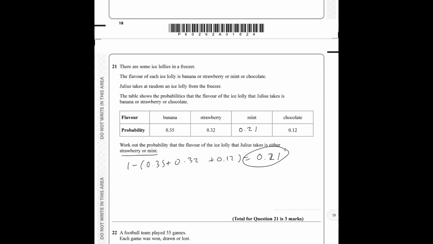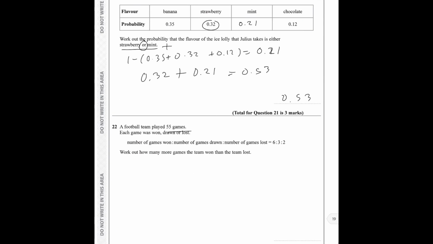Now, since they have mentioned work out the probability, you cannot give this as your answer because it's a probability or question, so you have to apply addition. So we have the probability of strawberry to be 0.32, sorry guys, plus mint, which we found is 0.21. So you have 0.53 should be your probability for getting either a strawberry or mint. So 0.53. Right, next question. A football team won that many games.